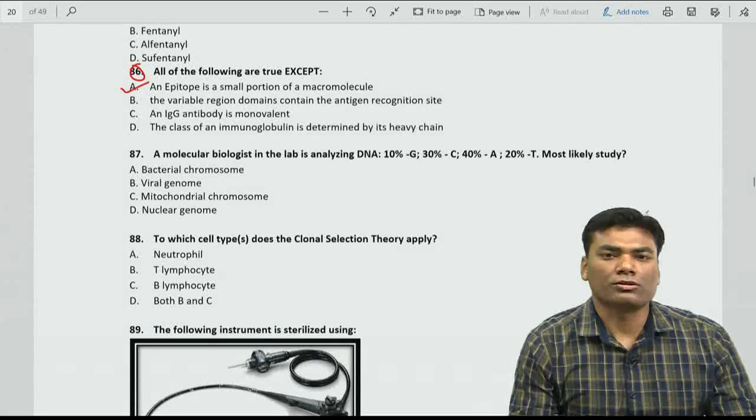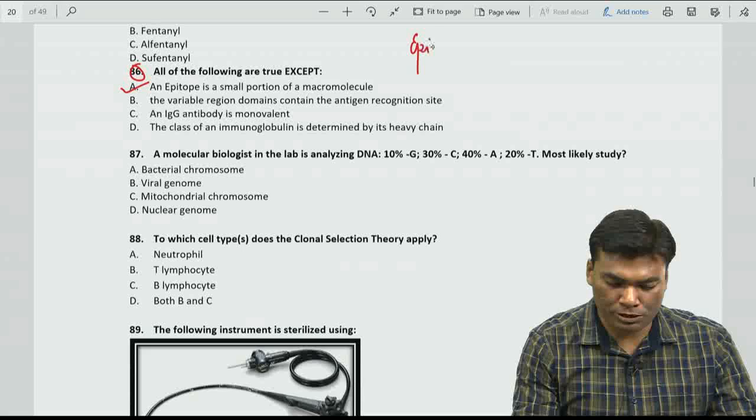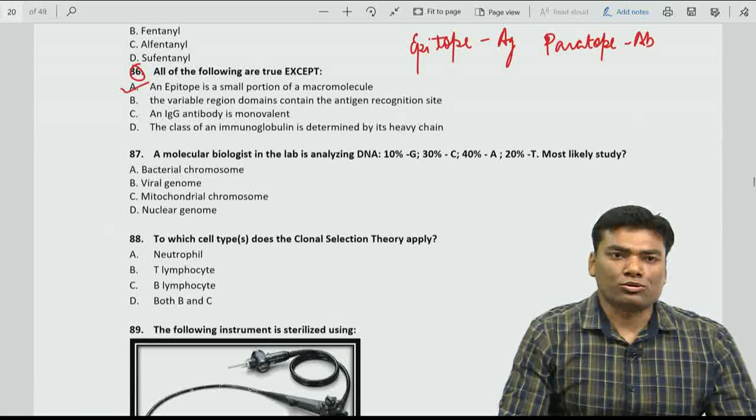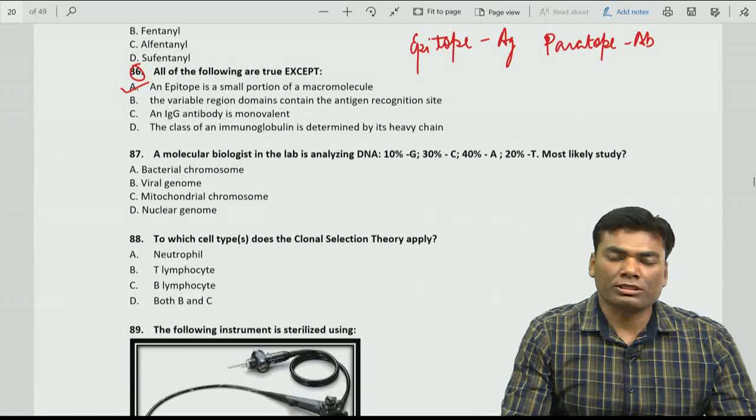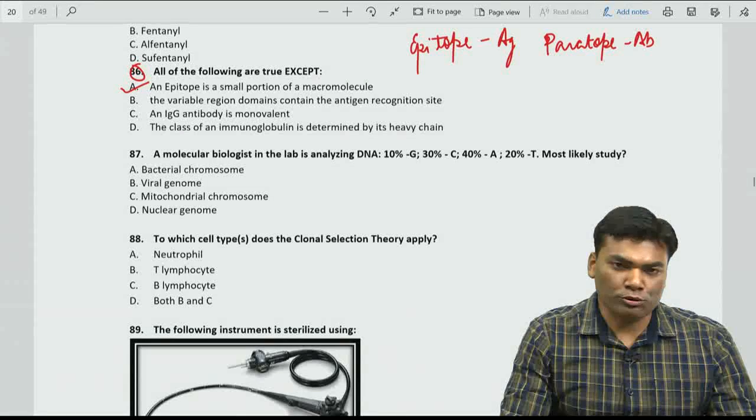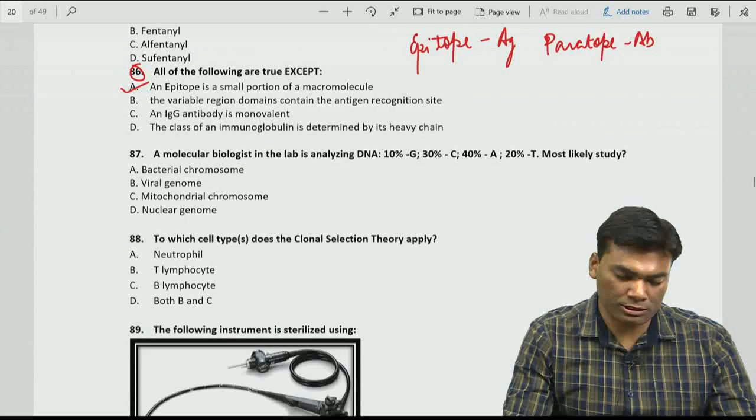This is correct. Now, epitopes and paratopes: the epitope is present on the antigen and the paratope is present on the antibody, right? So the epitope is a complex structure. It can be linear, it can be conformational. So this epitope is a small portion of a macromolecule. It's a bigger molecule on which it is present.